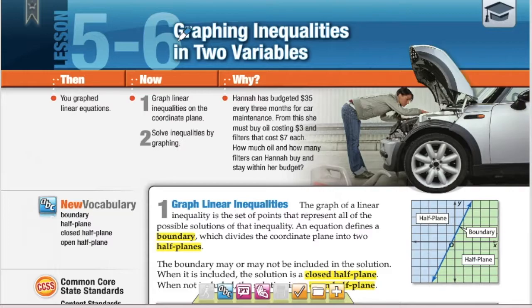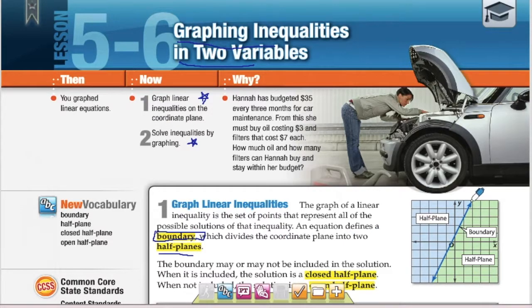In lesson 5.6, you're going to be graphing inequalities in two variables. So you'll graph inequalities on the coordinate plane, and you'll solve inequalities by graphing. You have a few vocabulary words. First of all, an equation defines a boundary which divides the coordinate plane into two half planes.